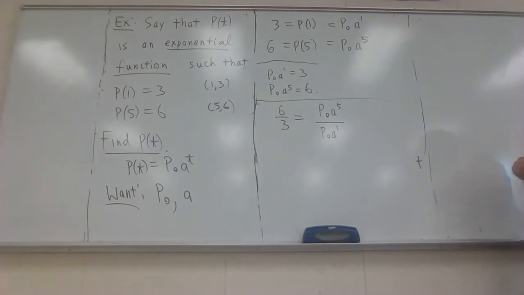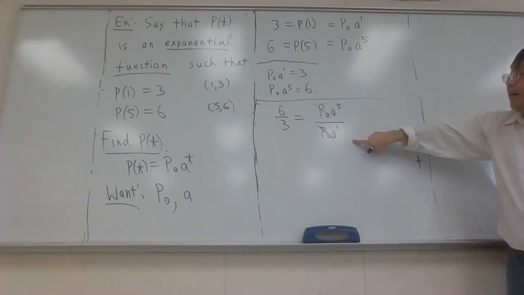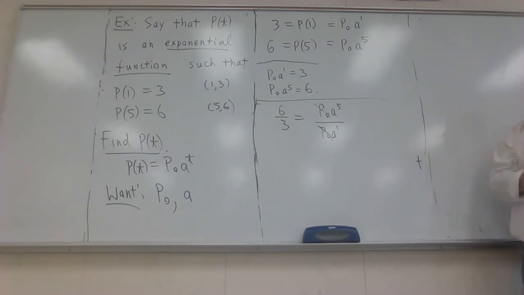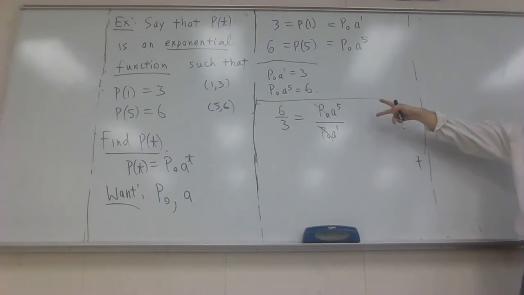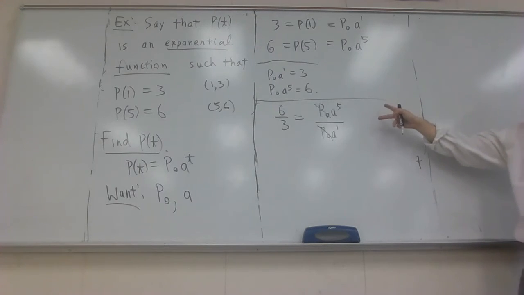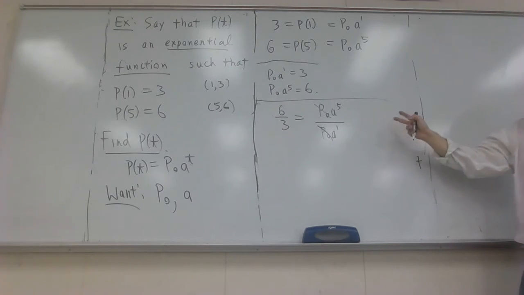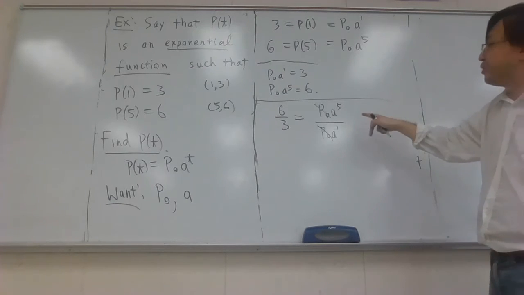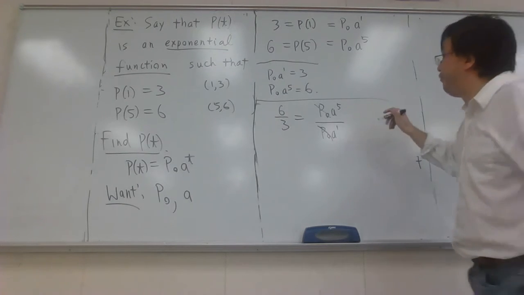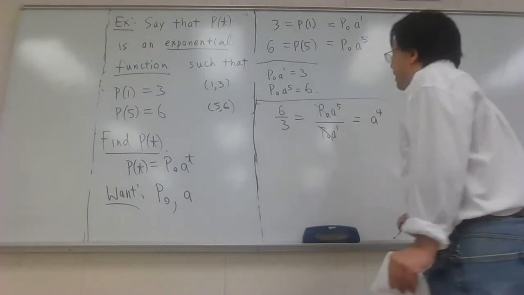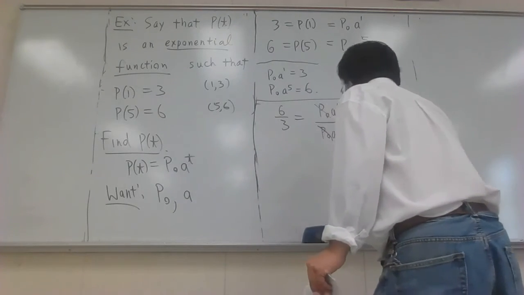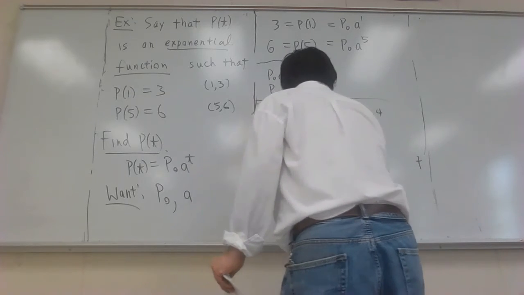And what do we have? First of all, the P naughts cancel out. So then I'll be dividing A to the 5th by A to the 1. I'll be dividing 2 exponentials with the same base. Remember, there's a rule which says that if you divide 2 exponentials with the same base, it's the same as subtracting the powers. So it's 5 minus 1, which is 4. So it's A to the 4th. Then bring this down: A to the 4th is equal to 6 divided by 3, which is 2.